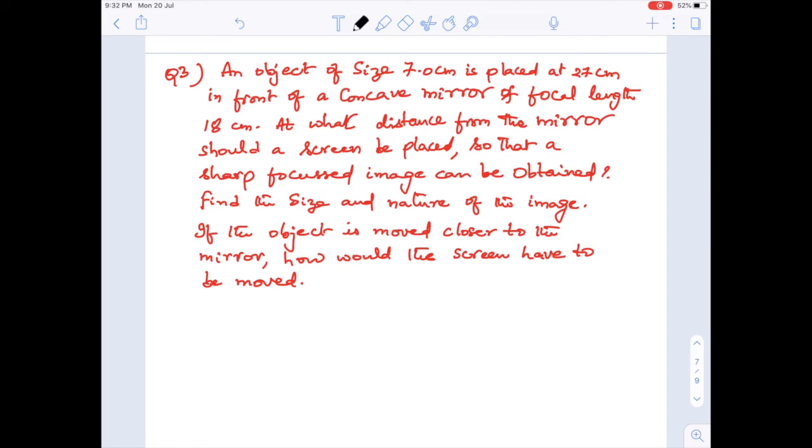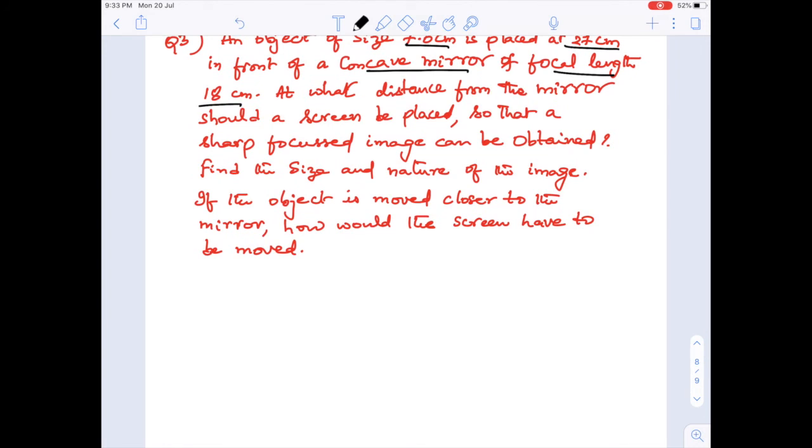Now, here we have an object of size 7 centimeters that is placed at 27 centimeters in front of a concave mirror of focal length 18 centimeters. At what distance from the mirror should a screen be placed so that a sharp focused image can be obtained? So, what is the position of the image on the screen that we place? Then also find the size and nature of the image. And then, if the object is moved closer to the mirror, how would the screen have to be moved? So, we will discuss that.